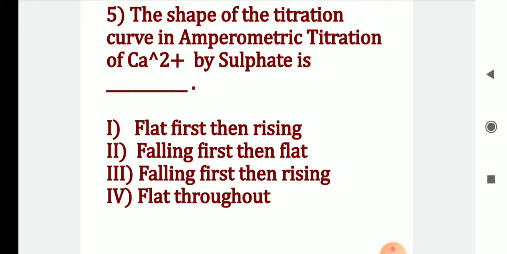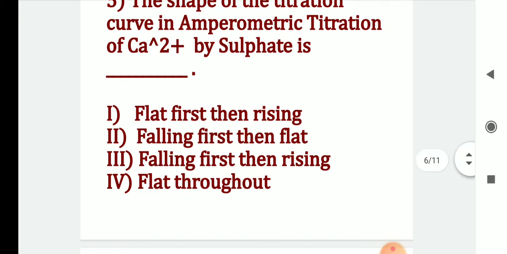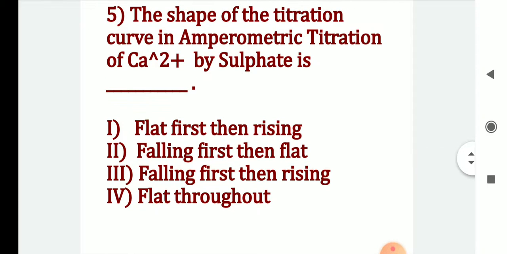Calcium is the electroactive species, so it will have some initial current, and afterwards when sulfate is added, it reacts with calcium. So it reduces the calcium quantity in the solution, so the current will keep on falling first. Then after the endpoint, sulfate will not react at the DME, and the curve will become flat due to the residual current. Okay, so the answer is the second one, falling first and then flat.